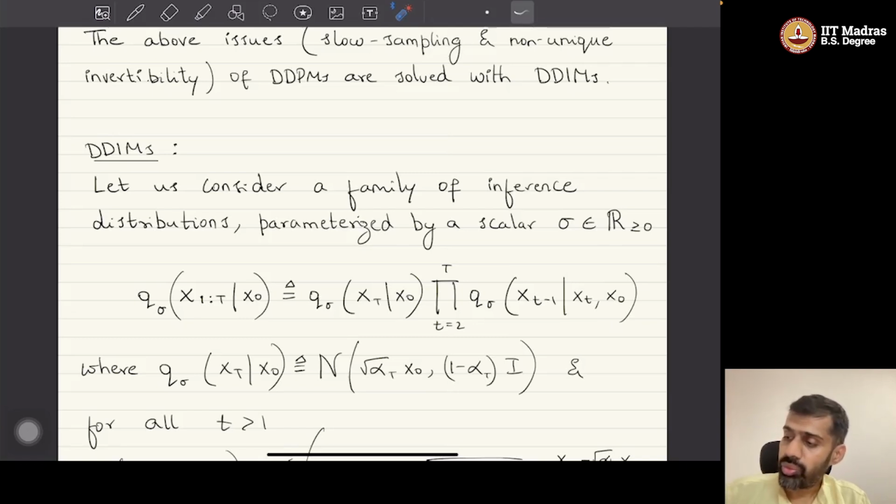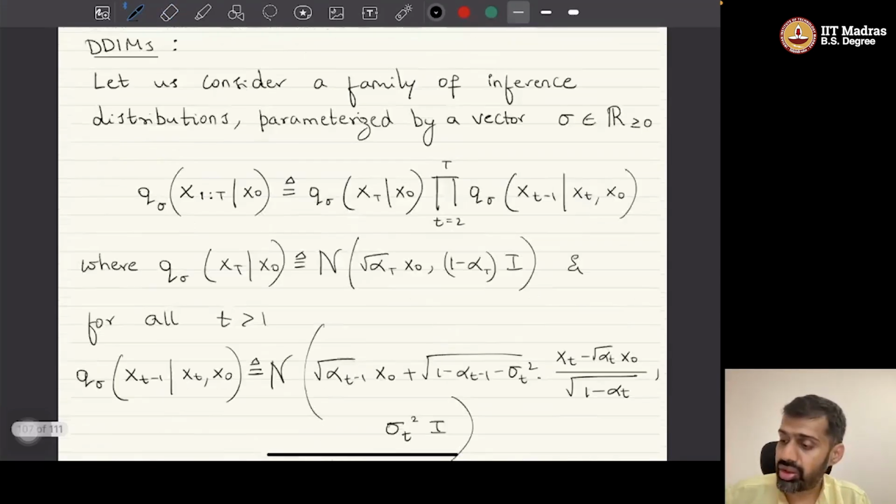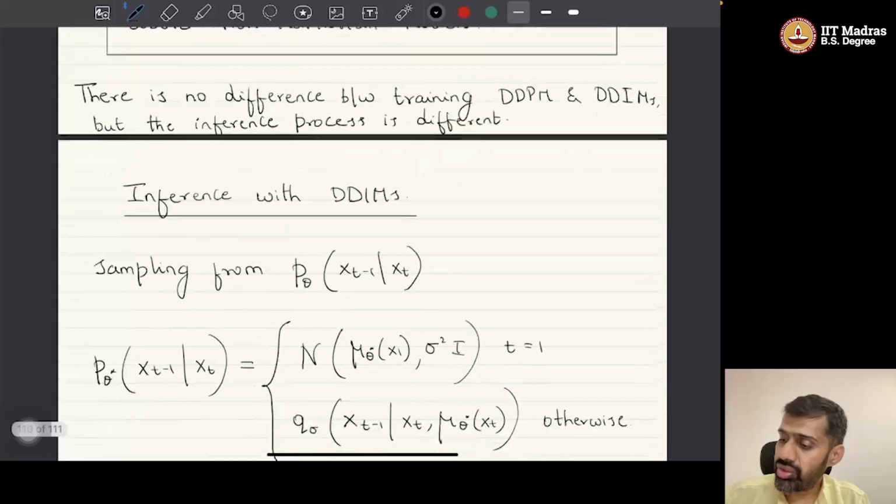In fact, every family can be written as, I don't have to write it as a scalar, let me write it as a vector, because this is different for different times, right? Because we have a time-indexed vector sigma, so at every t we have a different value of it. That is why I've been writing it as sigma t. So every positive vector sigma t will give you one family, or one forward process, and this is the sampling procedure for it.